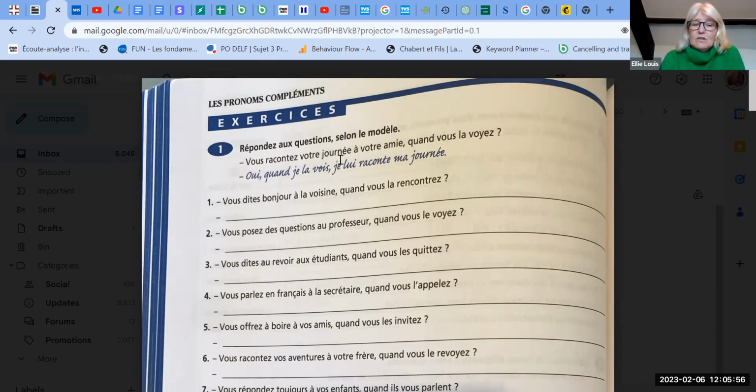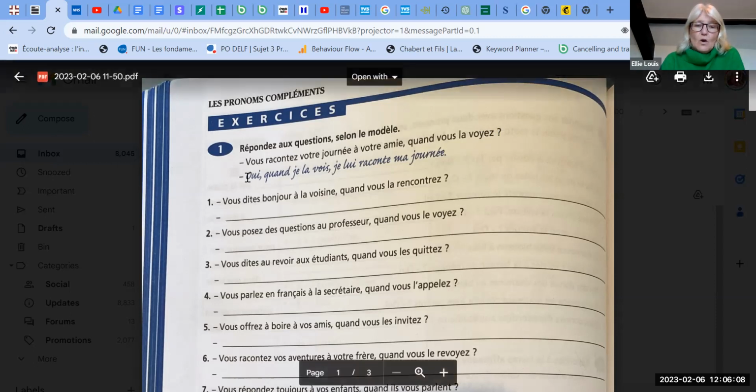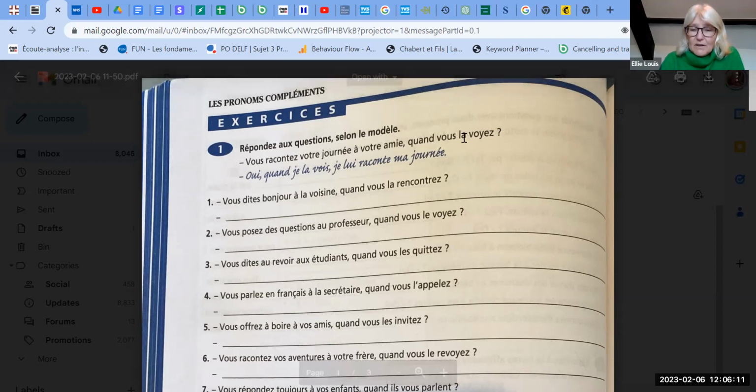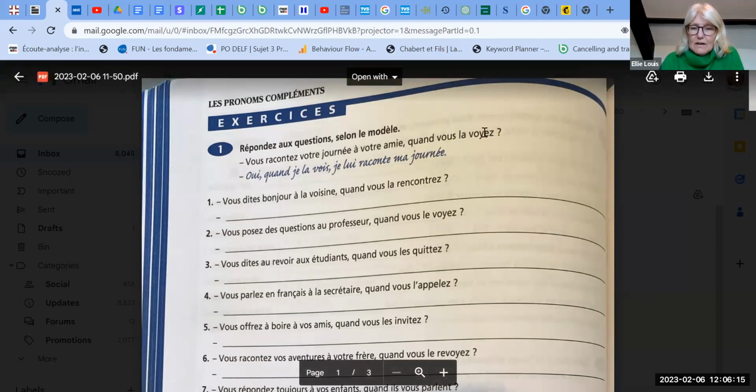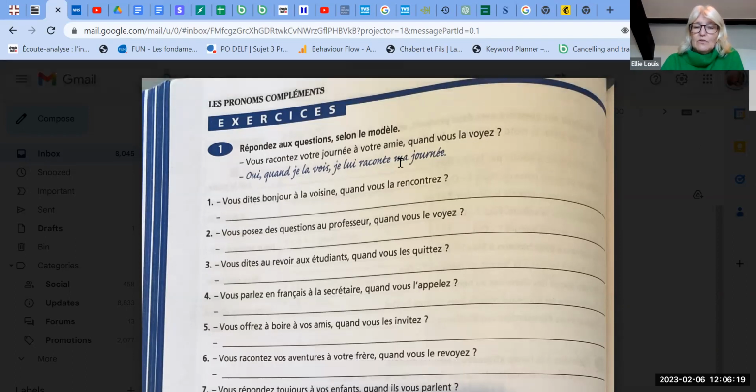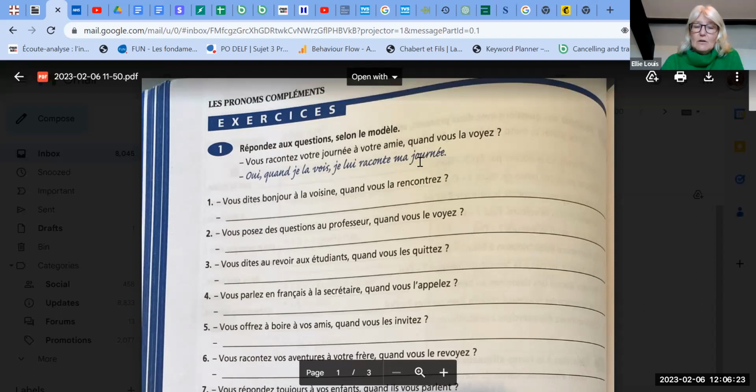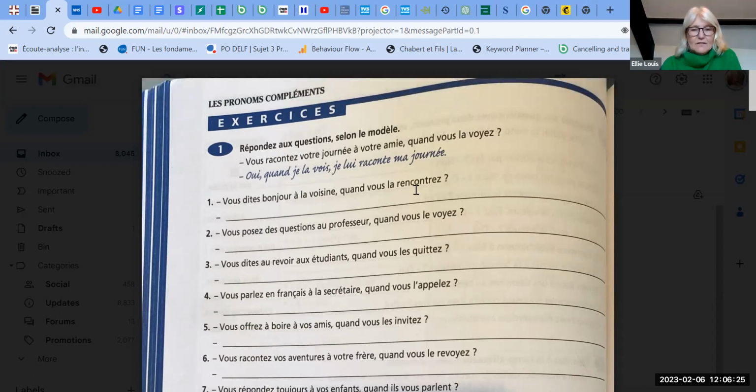Vous racontez votre journée à votre ami. So we know it's raconter à votre ami. Quand vous la voyez, when you see her. And there's voyez, which doesn't have anything after it. So, oui, quand je la vois, because when I see her, because voyez doesn't have anything after it. So it's la. Je lui raconte ma journée. So yes, when I see her, I tell her about my day. All right. So that's the idea.